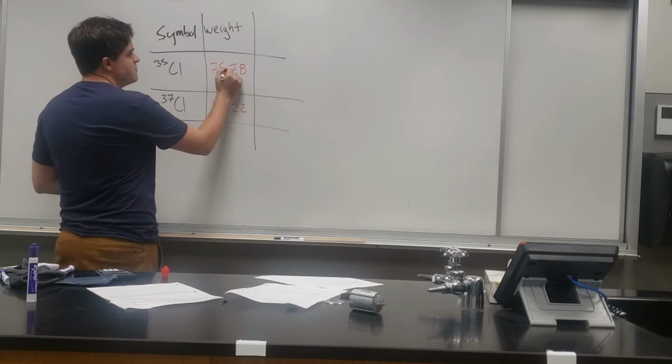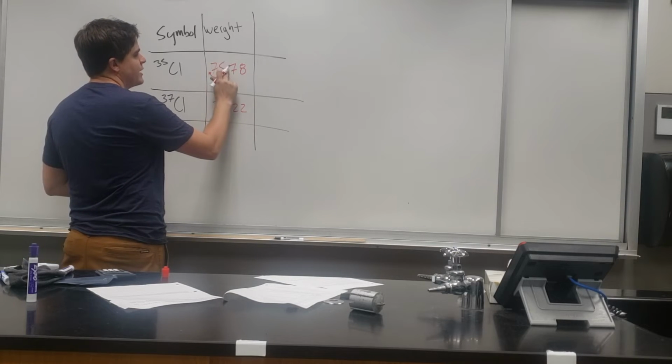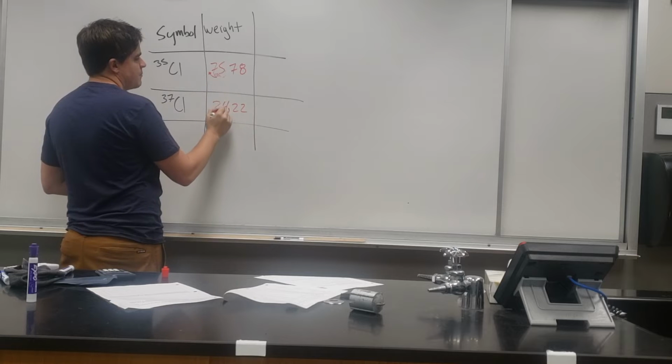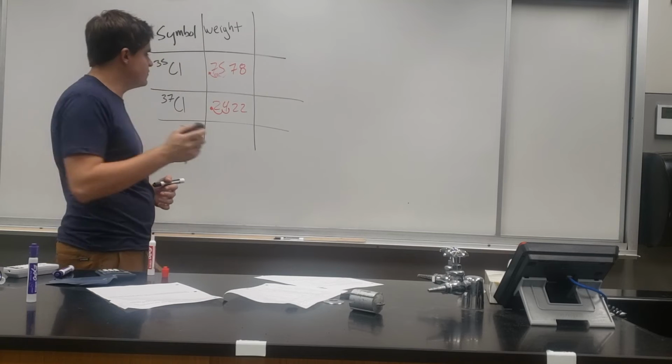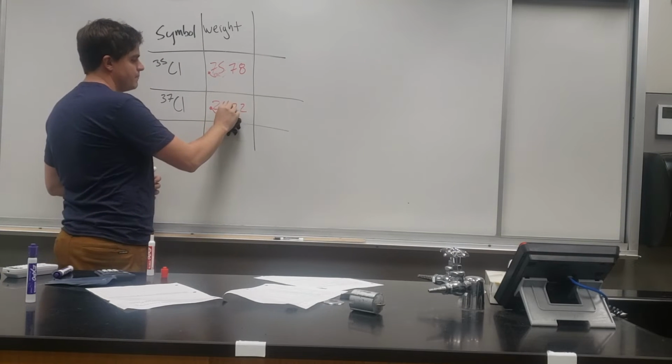And so what we need to do is, again, move those decimals twice. 0.7578, 0.2422. We can't just leave them as whole numbers. So let's clean this up.